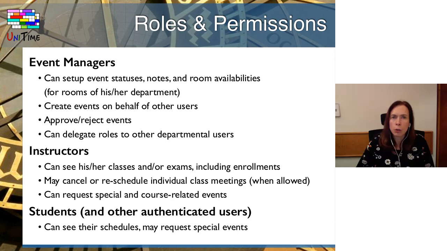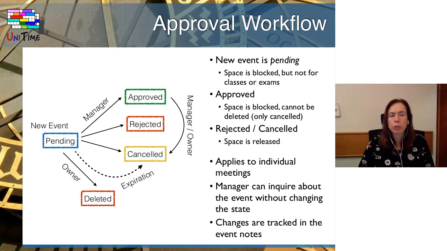And then the other role worth mentioning are students. And possibly other authenticated users. The students can see their schedules. So if you have student scheduling in UniTime, they will really see the particular classes into which they should go. So the exercise into which he should go, he needn't see all the exercises of a course. And students and other authenticated users can request special events. They do not have access to course-related events, and they do not have access to not available events. That's for roles and permissions.